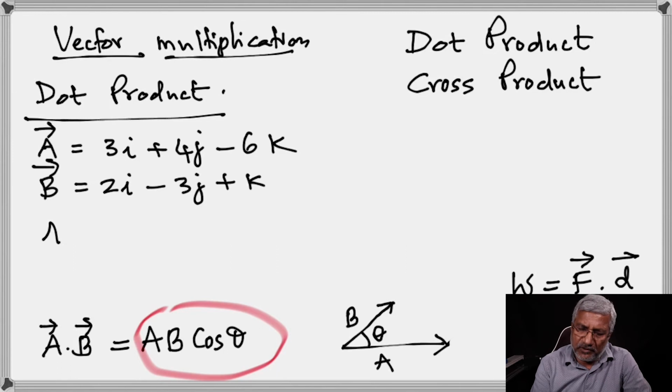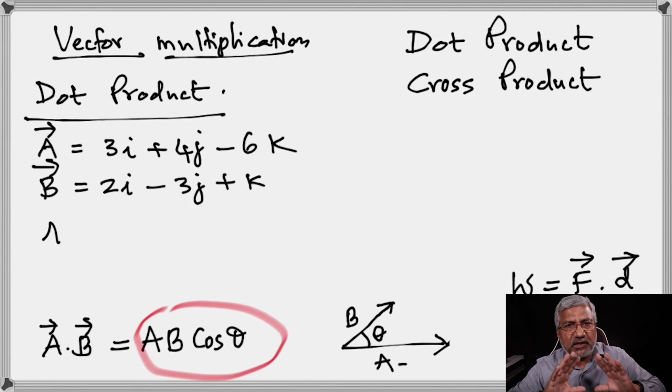One of the best examples of the dot product in physics is work. Work is the dot product of force and displacement. You apply a force, something moves, right? And to find the work, you have to find the dot product between the vector force and the vector displacement.